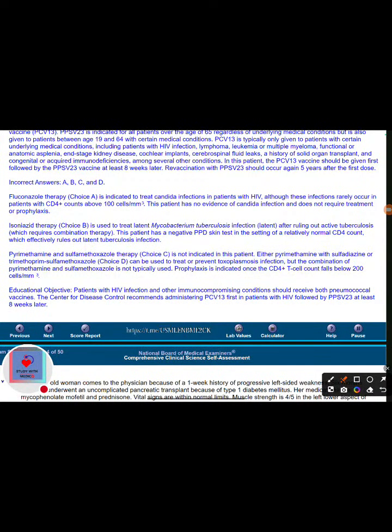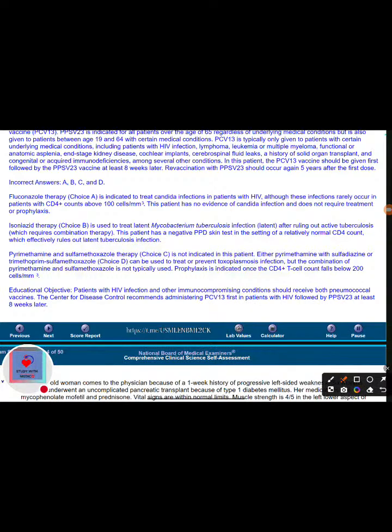This combination is for malaria actually. It is not indicated in this patient. Either pyrimethamine with sulfadiazine or trimethoprim-sulfamethoxazole can be used to prevent toxoplasmosis, because toxoplasmosis is very dangerous. But the combination of pyrimethamine and sulfamethoxazole is not typically used. Prophylaxis is indicated once the CD4 T cell count falls below 200.